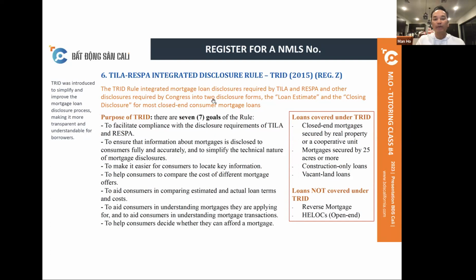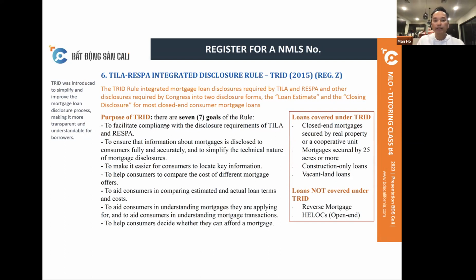So the TRID rule integrates the mortgage loan disclosures required by TILA and RESPA and other disclosures required by Congress into two disclosure forms, the Loan Estimate and the Closing Disclosure. So earlier I said that we no longer use the GFE, the Good Faith Estimate. I think the time they stopped using the Good Faith Estimate and introduced the Loan Estimate and Closing Disclosure, or LE and CD, is 2015.